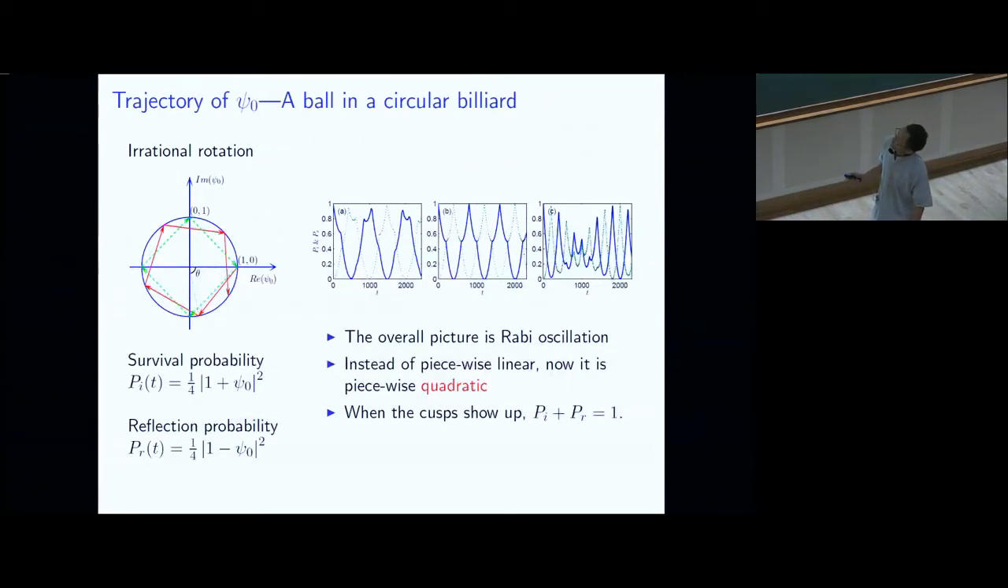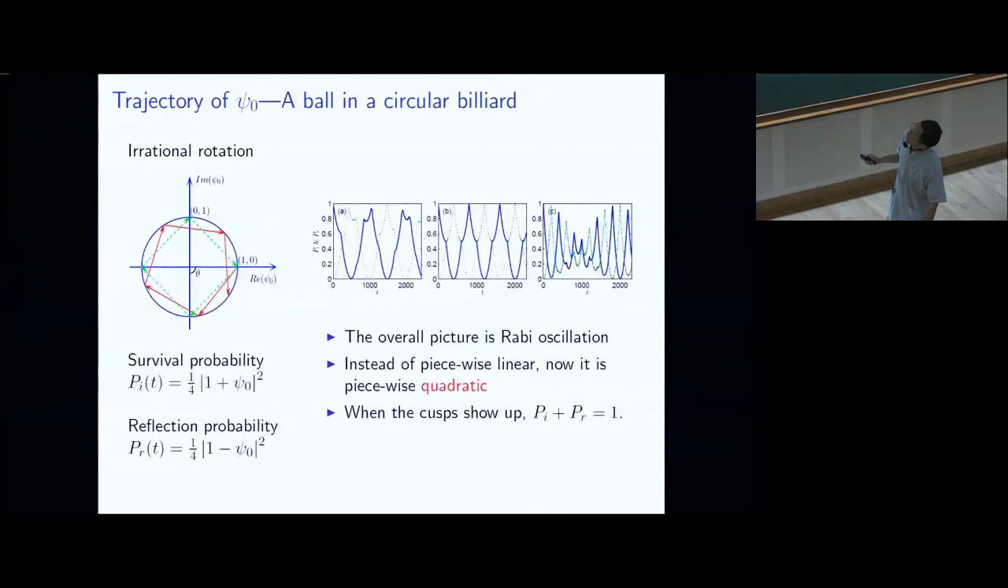So once we have the picture of this precise knot, we have the picture for this probability, Pi and PR. Indeed, because the precise knot rotates on the complex plane, overall Pi and PR also perform Rabi oscillation. But now, instead of being piecewise linear, Pi and PR are piecewise quadratic.